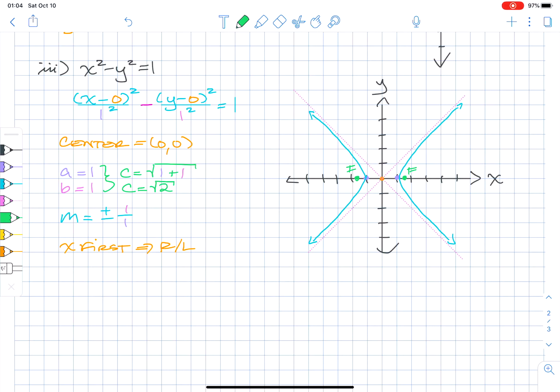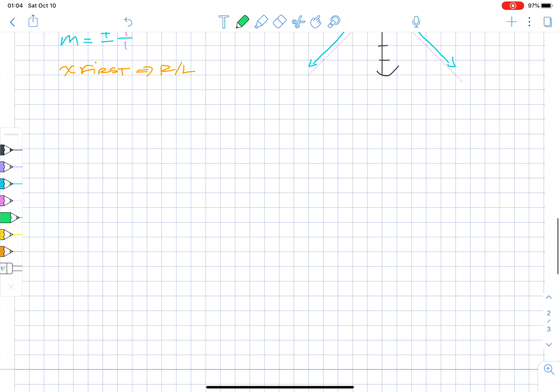But now let's do the completing the square again. So for example, put the following equations in standard form.